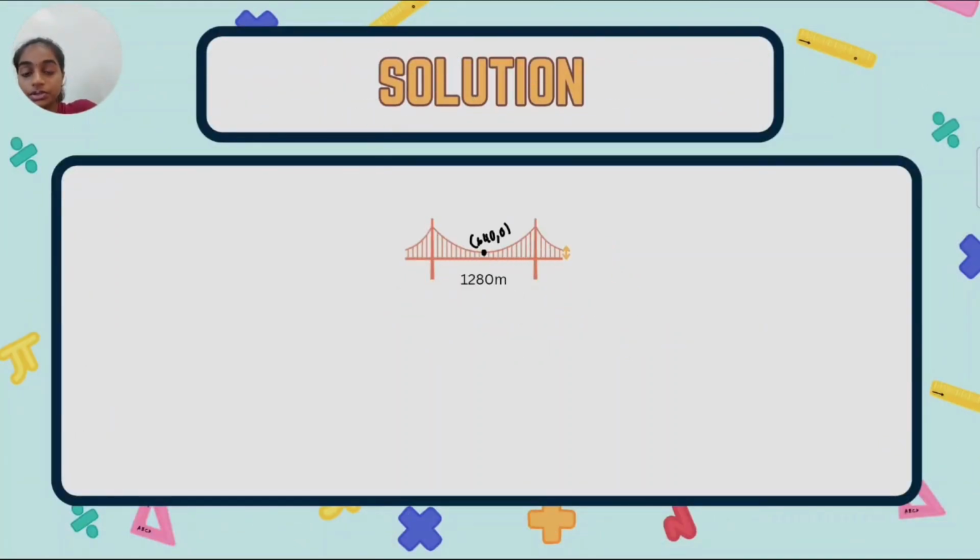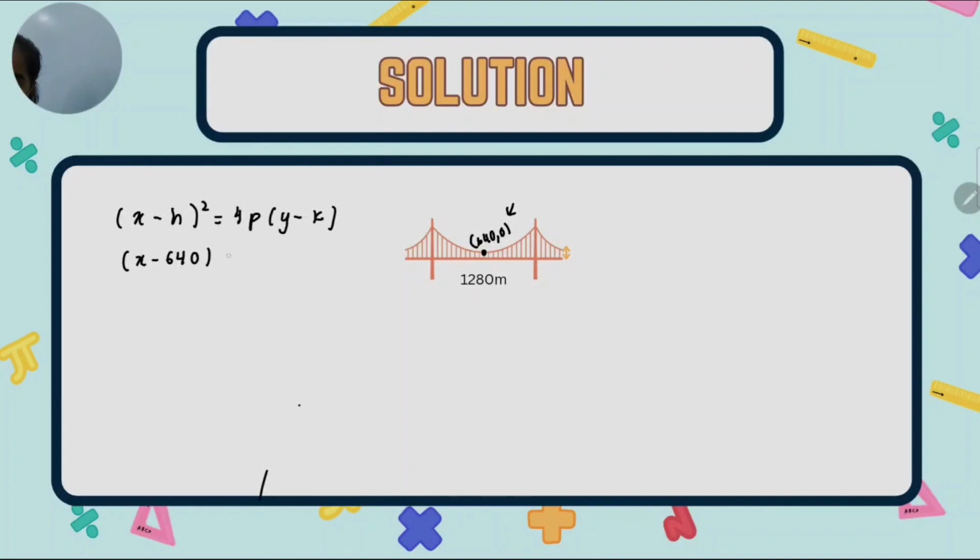As you know, the equation for a vertical parabola is (x minus h) squared equals 4p times (y minus k). In this case, we are going to substitute the values into this equation. We don't know the value of p, and k will be 0. When you substitute that, we will be left with y.